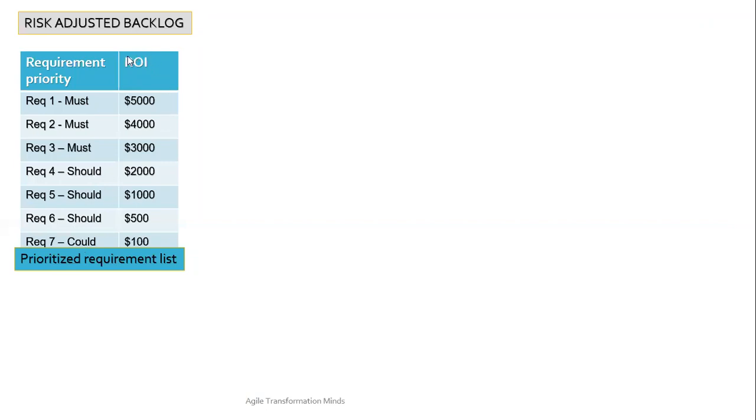Also, they have calculated the return on investment for each requirement. So I think this must have, should have, and could have is prioritized based on ROI. You can easily see that for the must haves, 5,000, 4,000, 3,000, the value decreases, and the could have feature has a lesser ROI. So this is called a prioritized requirement list. This list only contains requirements, and risk is not categorized.